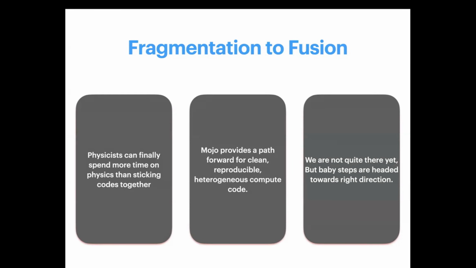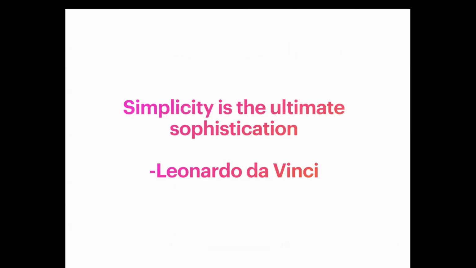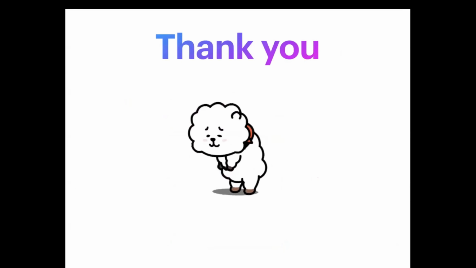It's still early, but I think we're moving in the right direction, and I think the community is slowly building out a lot more tools. So I think we'll get there someday. So to end, simplicity is the ultimate sophistication. I think the simplicity of Mojo is exactly what physicists need in this fractured, over-engineered ecosystem. Thank you.